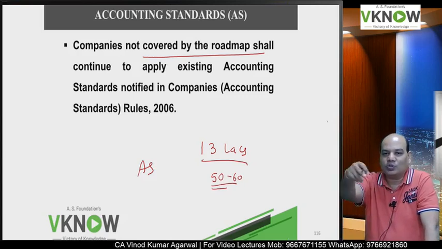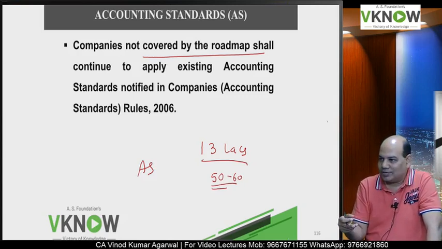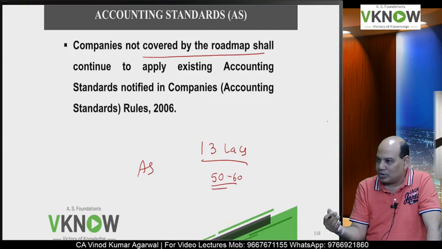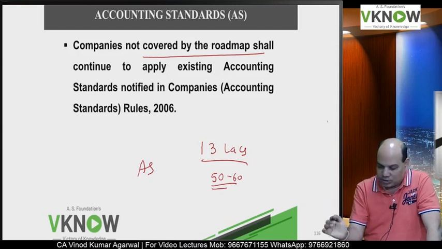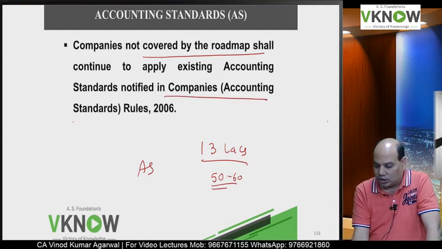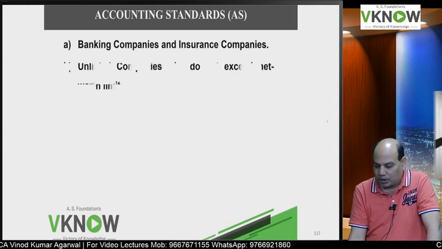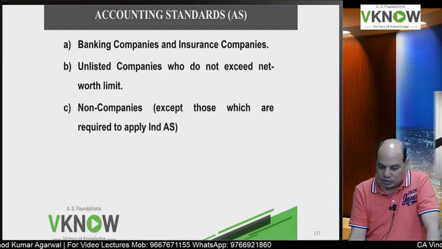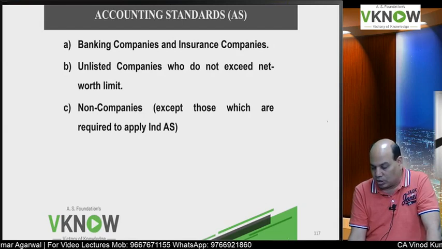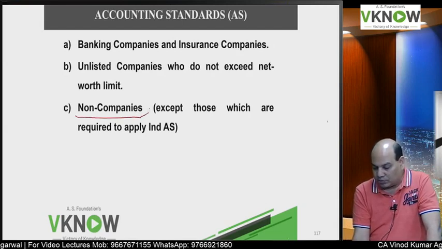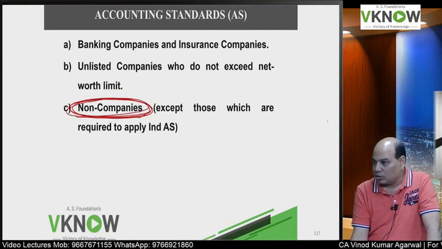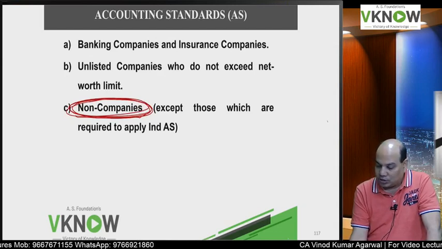In your offices, there are so many private companies, am I right? And their net worth is less than 250 crore. Which standard do you apply? Accounting standard. So they will continue to follow accounting standard notified under Rule 2006. So banking company, insurance company, unlisted company with net worth below 250 crore, and non-companies, meaning partnership, LLP, individual, cooperative society, NGO, they are still going to apply accounting standard.